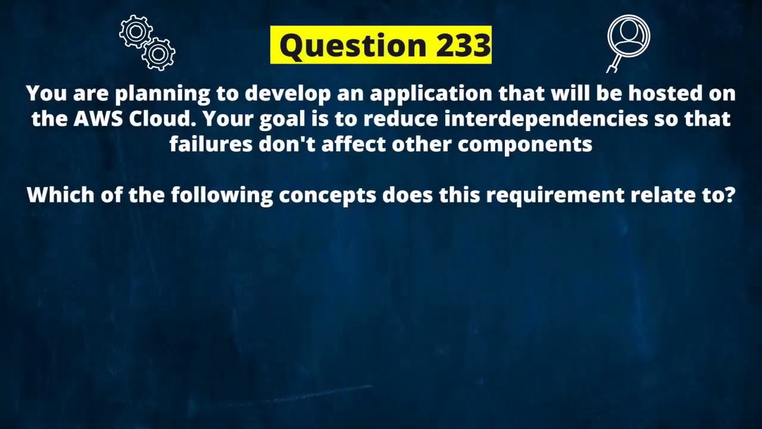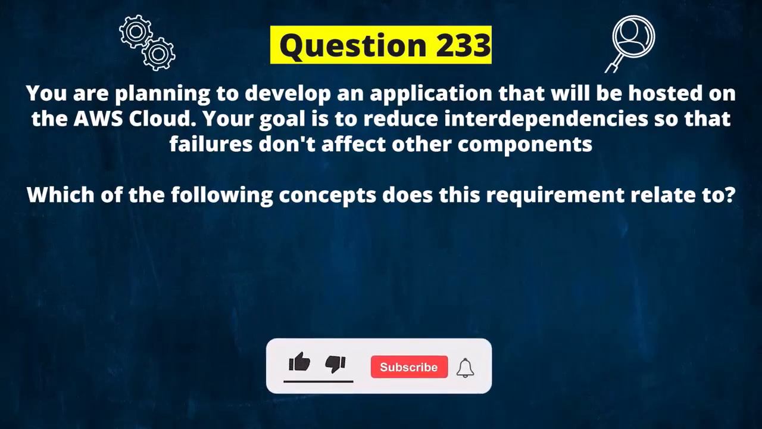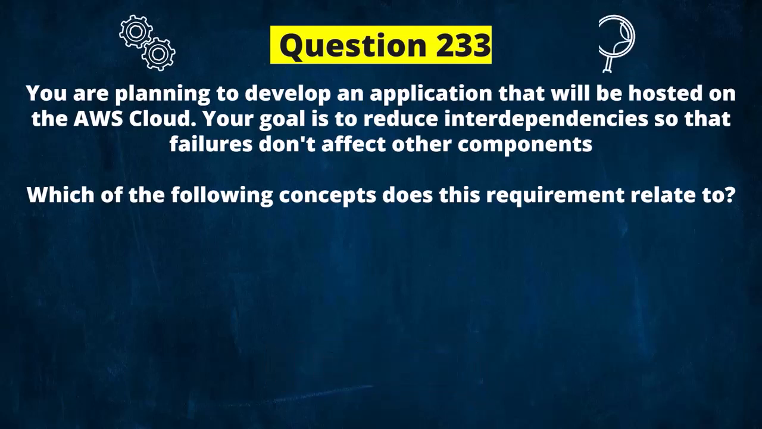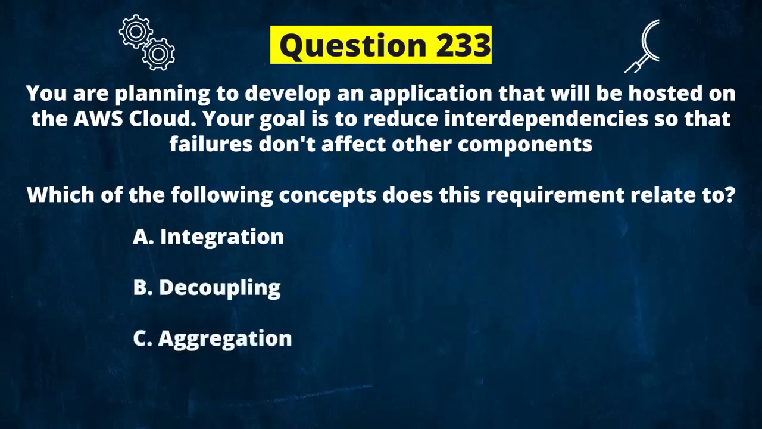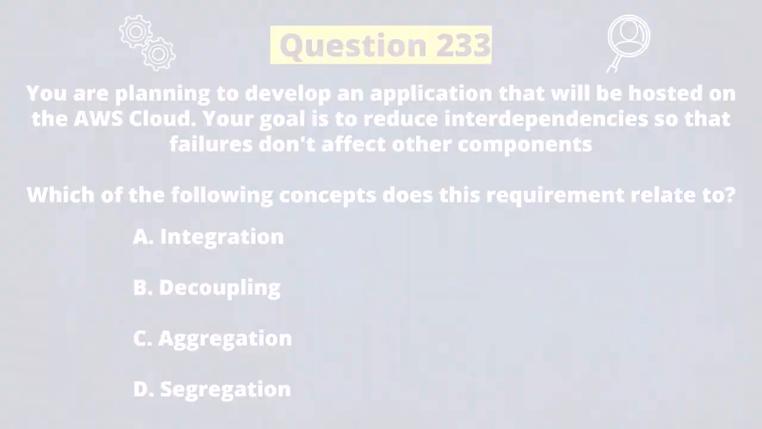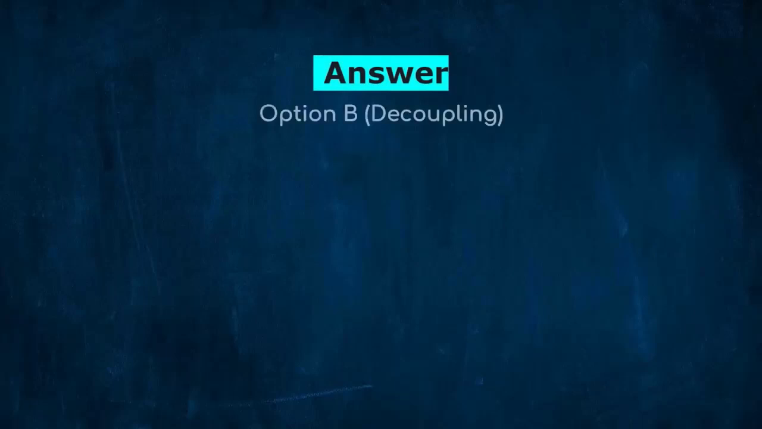Next question. You are planning to develop an application that will be hosted on the AWS cloud. Your goal is to reduce interdependencies so that failures don't affect other components. Which of the following concepts does this requirement relate to? And the options are A. Integration, B. Decoupling, C. Aggregation, D. Segregation. And the correct answer is option B.